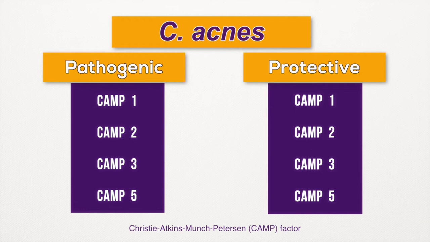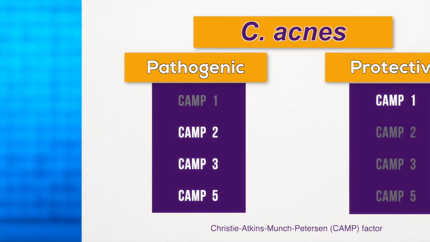However, in a study where the different subspecies of C. acnes were compared, the pathogenic C. acnes were shown to produce more of the gene products for CAMP2, CAMP3, and CAMP5, and produce little to no gene product for CAMP1, where the opposite is true for protective C. acnes strains. They produce more CAMP1, but not really any of the others. These are the same genes in the same species of bacteria, although different strains, yet they are functioning very differently, which changes how it potentially can affect its human hosts.